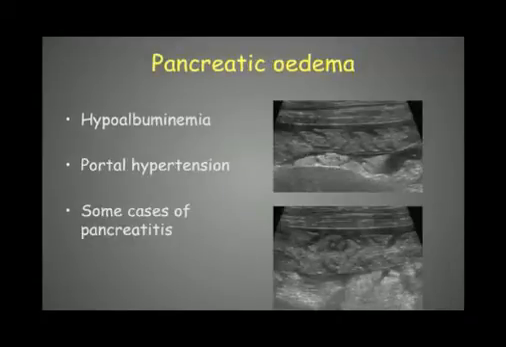Then on ultrasound, what we can also see is pancreatic edema. So here it's a really typical example of those pancreatic edemas, where we have the pancreas lobules that are interspersed with hypoechoic or anechoic lines like this that are representing the edema. And this pancreatic edema is in general secondary to other problems such as hypoalbuminemia, portal hypertension, and some cases of pancreatitis. We can see that when there is some ascites as well sometimes.